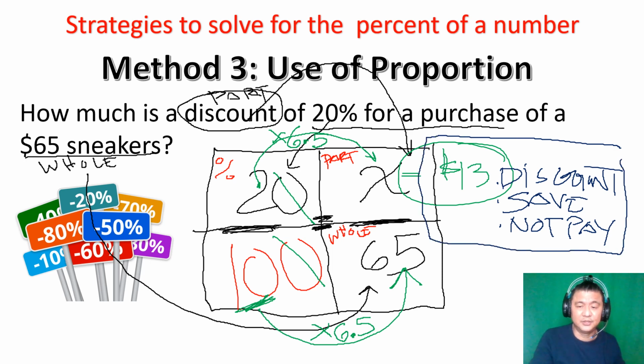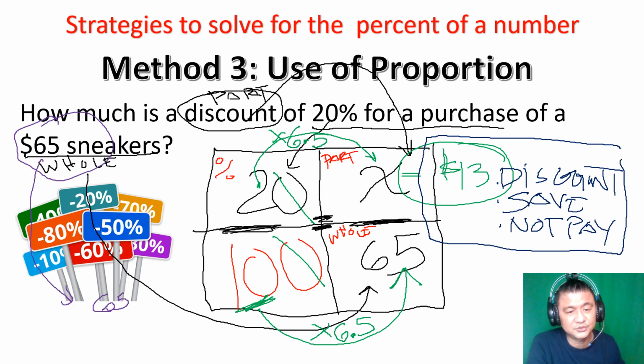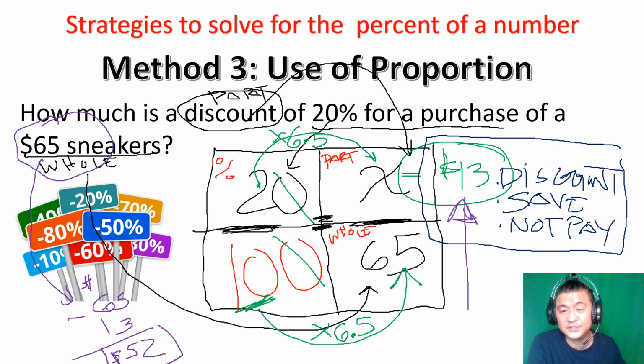Now, just a side note, since you're not paying the $13, $65 is the price of the sneakers. Take away the $13 because you should be paying less, right? Because you want to save money. So 5 minus 3 is 2. 6 minus 1 is 5. So the sneakers are now costing how much? $52 instead of 65. But they're not asking for that. They just want to know the $13 which you actually save.